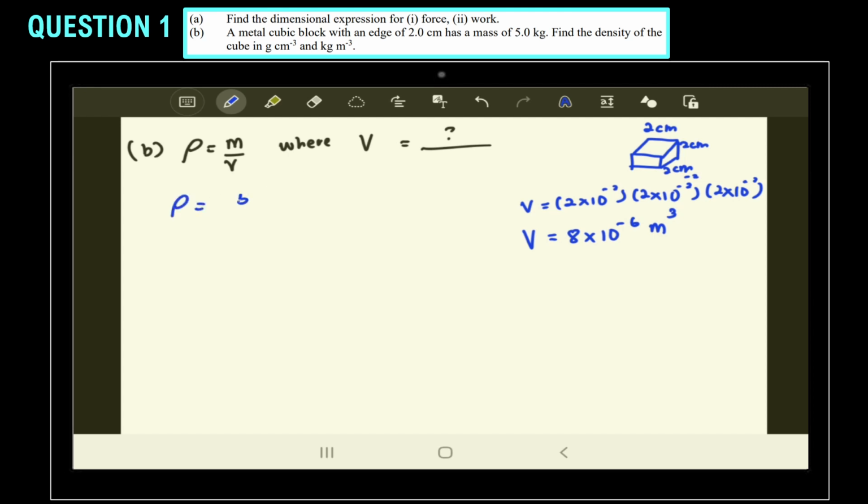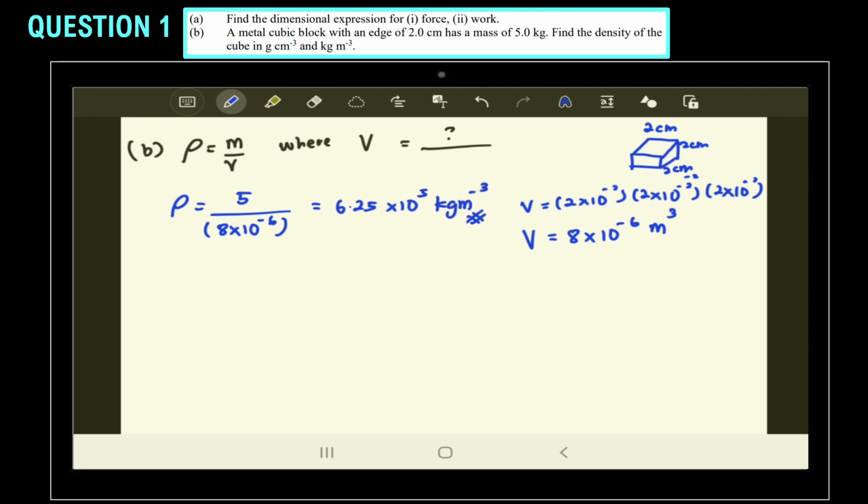So we can find the density is equal to the mass given, 5 kg, over the volume. The first one we want to find is kg per meter cube, or we have gram per centimeter cube, so it doesn't matter. So now I want to find kg per meter cube first, so 5 over 8 times 10 power of negative 6. So the answer is equal to 6.25 times 10 power of 5 kg per meter cube.